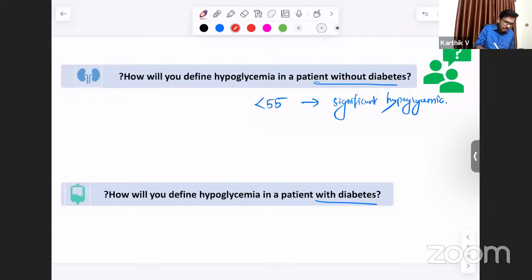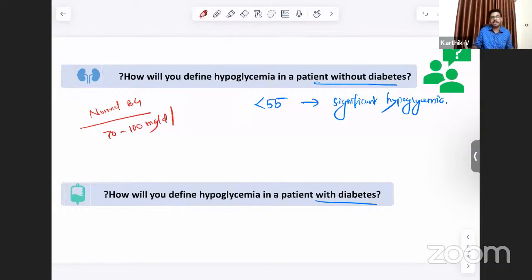Of course, the normal blood glucose in an individual, in the fasting state, is around 70 to 100 milligram per deciliter. So logically, you may think that anything less than 70 would be abnormal. But in many normal individuals during fasting periods, the blood glucose would fall below 70, like 65, 60. But you don't usually call them hypoglycemia. So less than 55 in a patient without diabetes is considered significant hypoglycemia, whereas in a diabetic patient, you consider less than 70 as the cutoff for hypoglycemia.